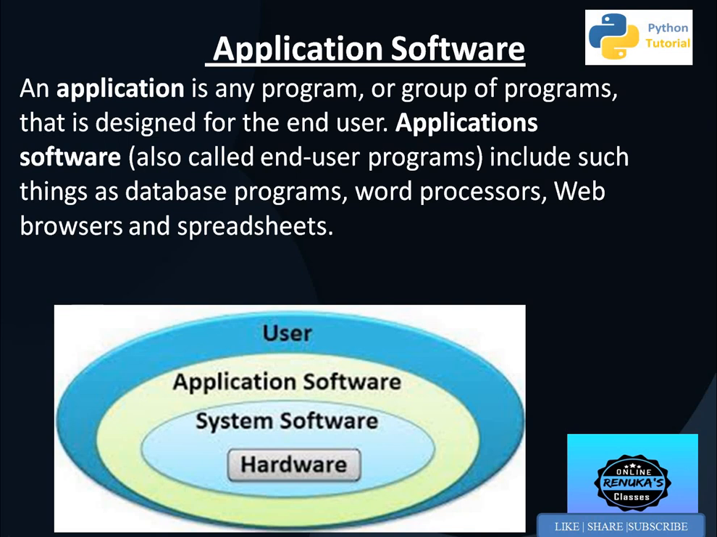As you can see in the figure, the central core part is hardware, then comes the system software which helps in the smooth working of this hardware, then comes application software which is very near to the user. It is designed for the end user and it helps them to work according to their need. For example, word processors, web browsers, spreadsheets. These all are parts of application software.